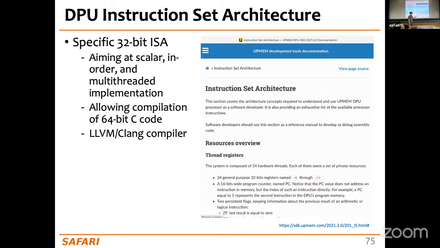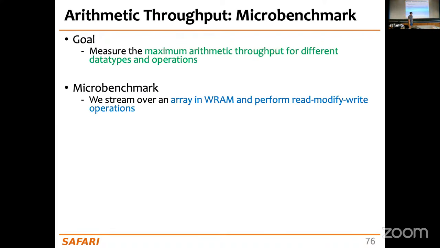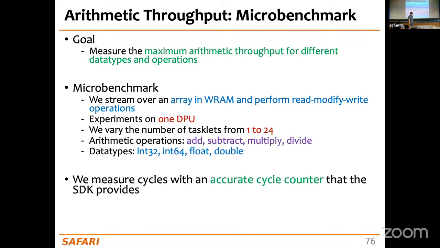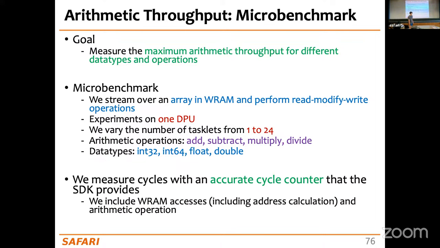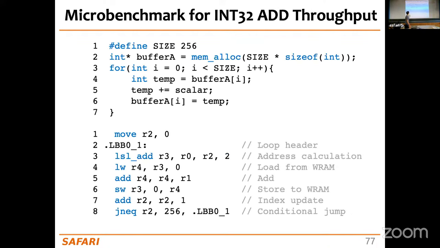Okay, the instructions that you execute are all described in the ISA, in the programming guide, and I encourage you to take a look. I want to show you a few more things. In our first work, we did a lot of analysis of this PIM architecture to understand its potential, right? One thing we measured is the arithmetic throughput of the DPUs, and we created microbenchmarks for that, for different data types, different operations, etc. Using an accurate cycle counter that the SDK provides, we measure the execution time. This is one of the microbenchmarks, the addition of 32-bit integers. The code that we write is the code above, a C code that we write for the DPU.